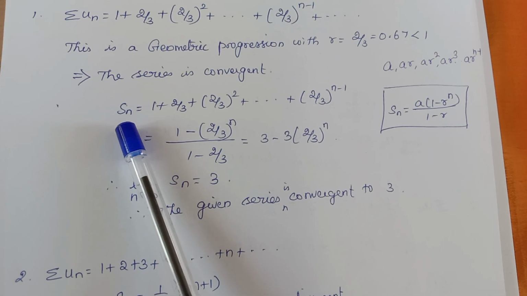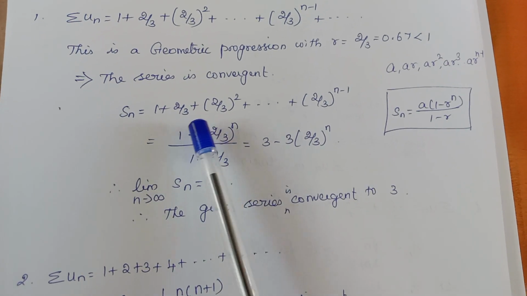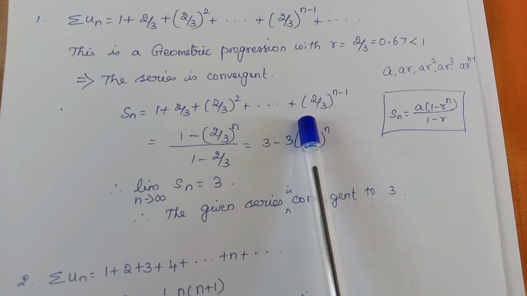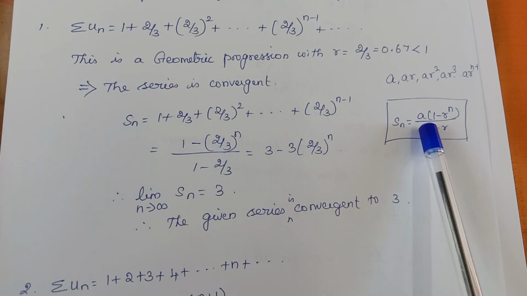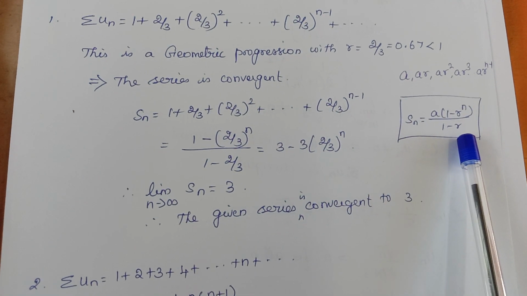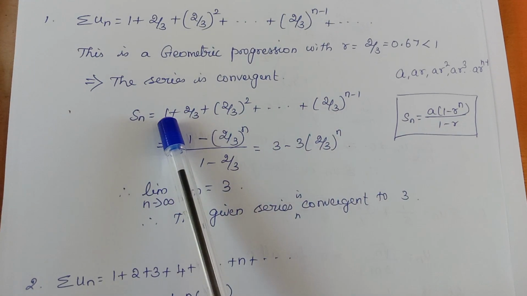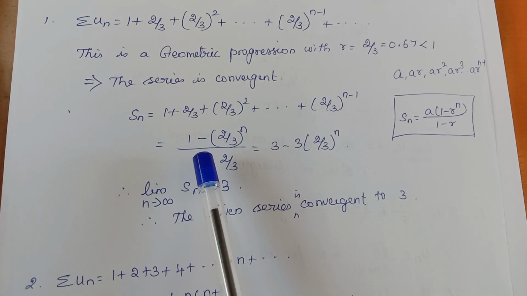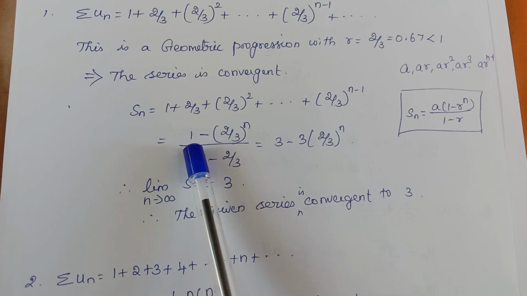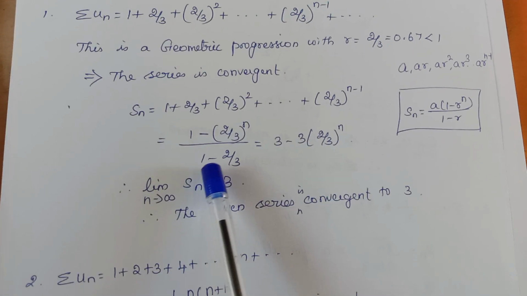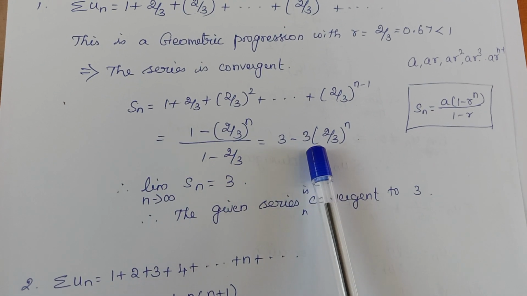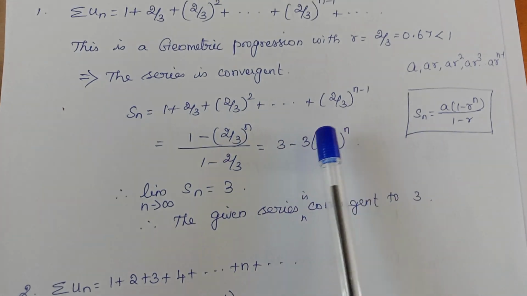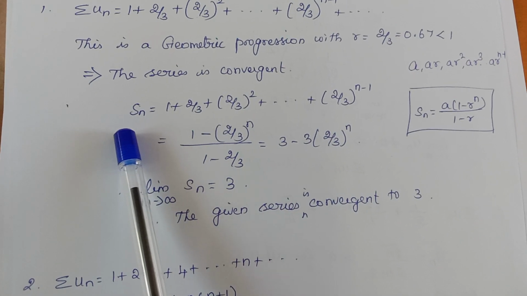Sn, partial sum means what? Sum up to the first n terms. So 1 plus 2 by 3 plus 2 by 3 the whole square plus etc. 2 by 3 power n minus 1. The formula is a into 1 minus r power n by 1 minus r. So here a, the first term, is 1 and r, the common ratio, is 2 by 3. You substitute the values. So 1 minus 2 by 3 power n by 1 minus 2 by 3. So if you simplify, you will get 3 minus 3 into 2 by 3 power n. So this is the nth partial sum.